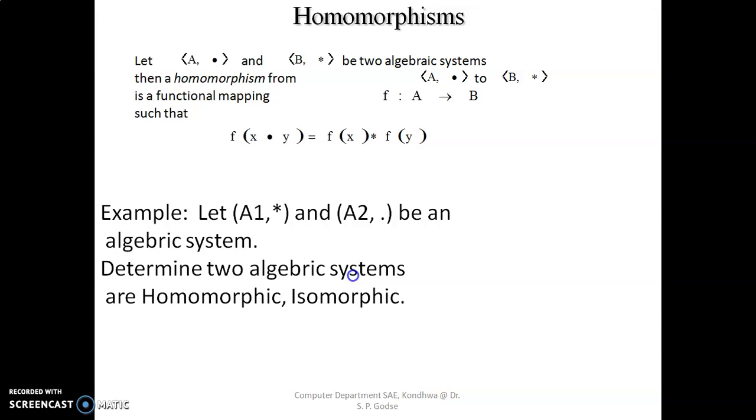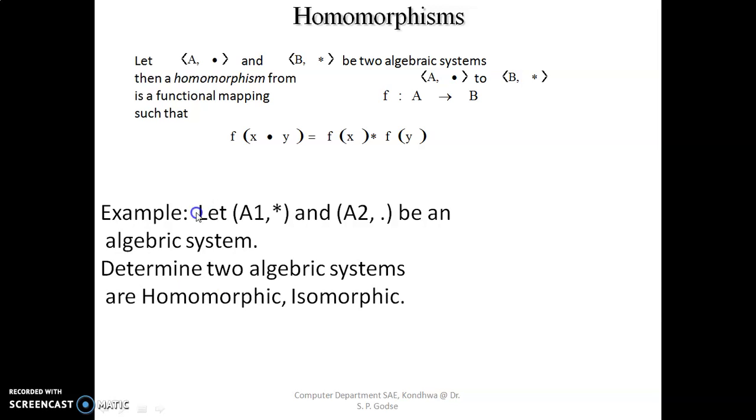Now the next concept is group homomorphism. When two groups are homomorphic: let (A, ·) and (B, *) be two algebraic systems. Then a homomorphism from (A, ·) to (B, *) is a functional mapping f: A → B such that f(x·y) = f(x) * f(y).